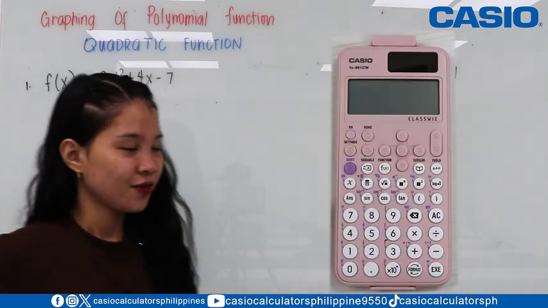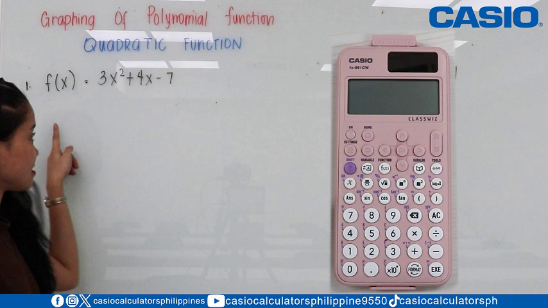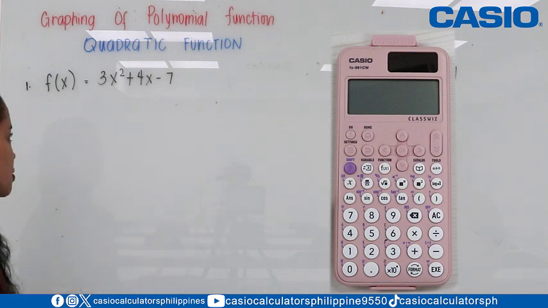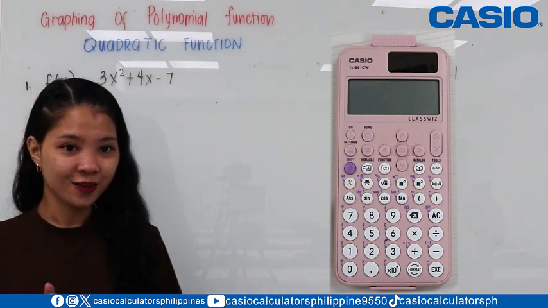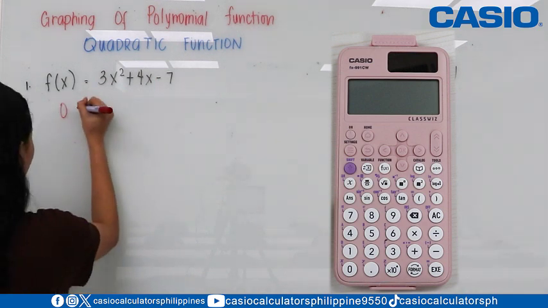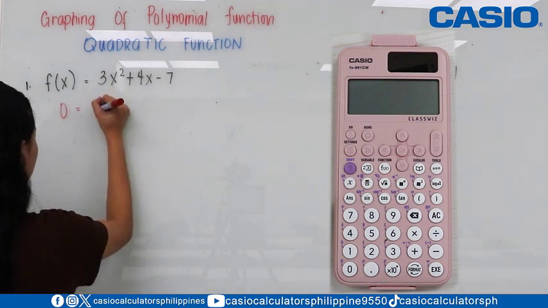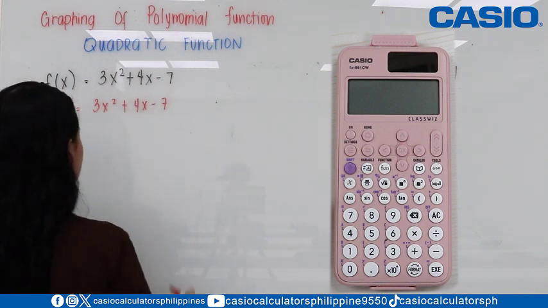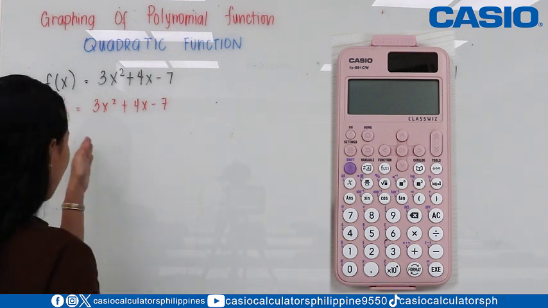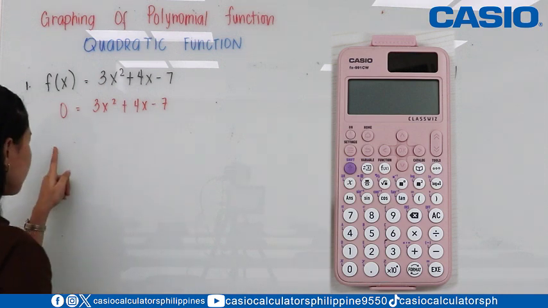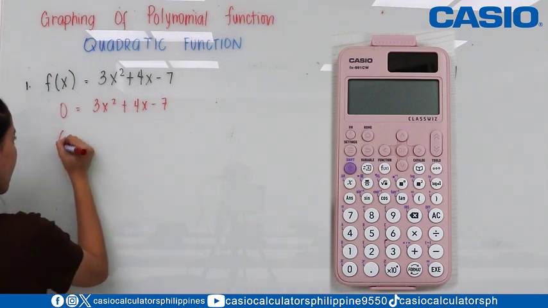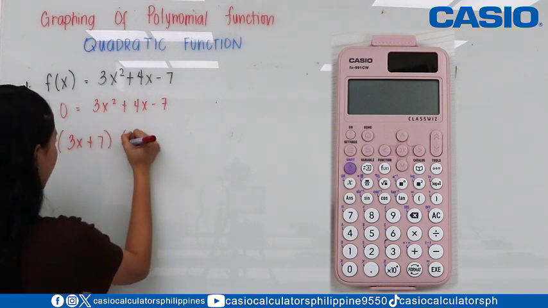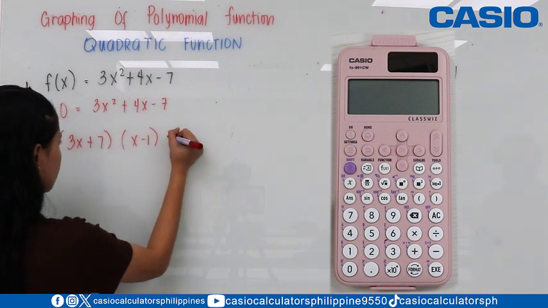Let's go. So first, let's have f of x is equal to 3x squared plus 4x minus 7. So first, let us have f of x is equal to 0, where we have 0 is equal to 3x squared plus 4x minus 7. So we already have this equation. Now, let's find out the factors of this equation. So we have 3x plus 7 and x minus 1 is equal to 0.